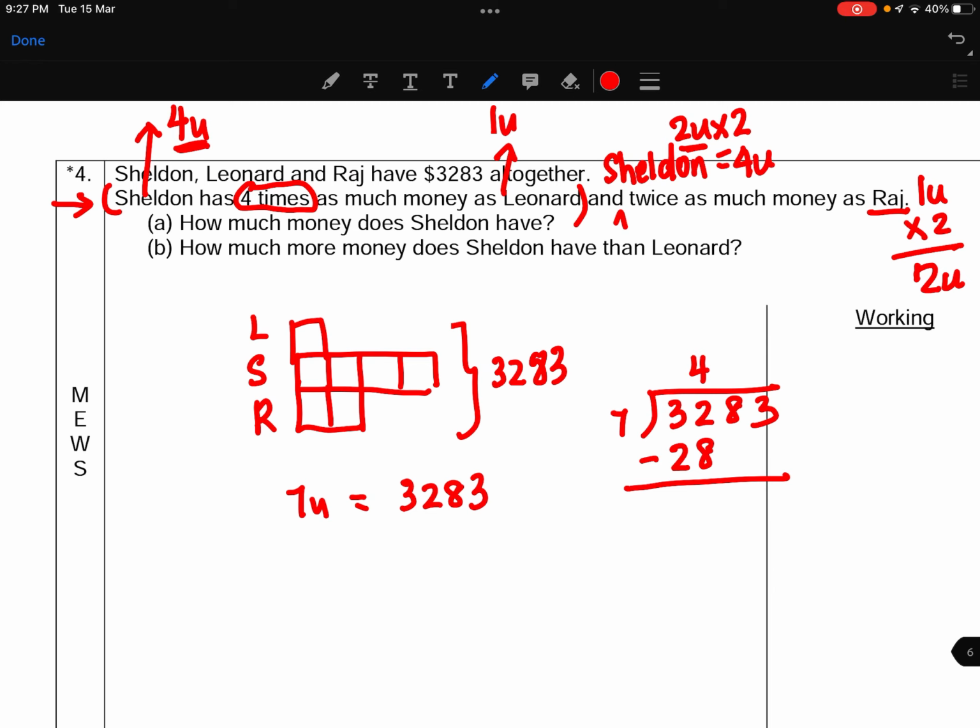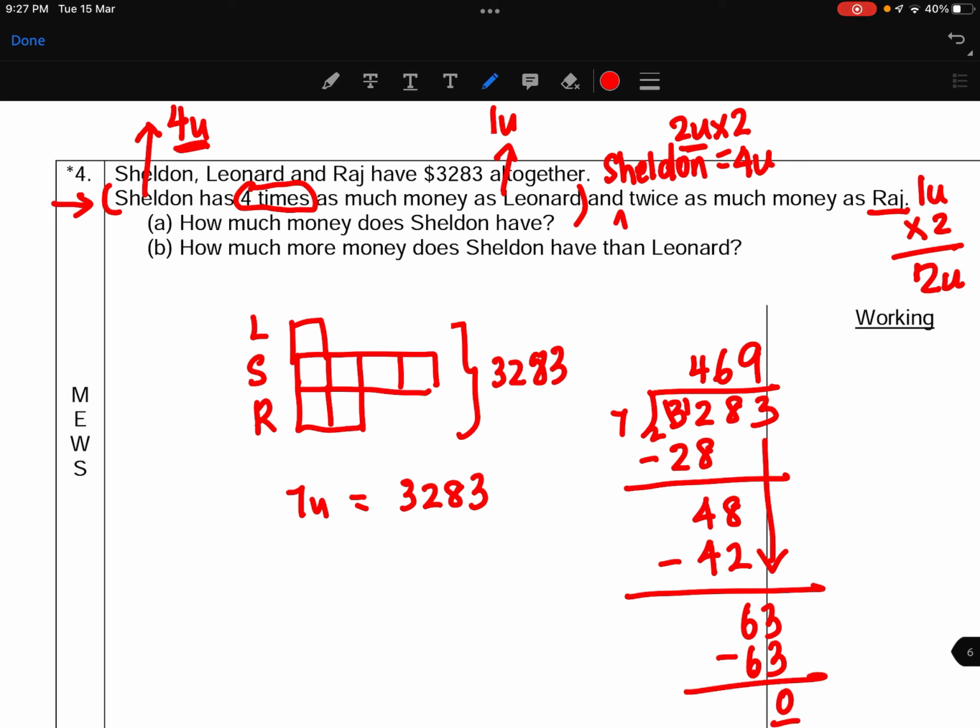Alright, so let me continue this. I'm going to do my regrouping. I'll get 48, 6, 42. I'll get 63, and I get 9 here. So I'll get 400. Oh, I need to write 1 unit equals 3,283 divided by 7. I'll get 469.